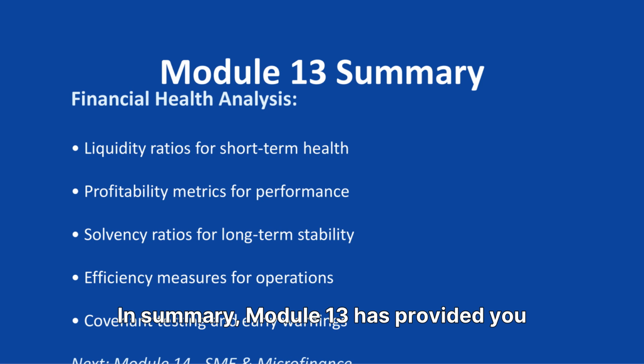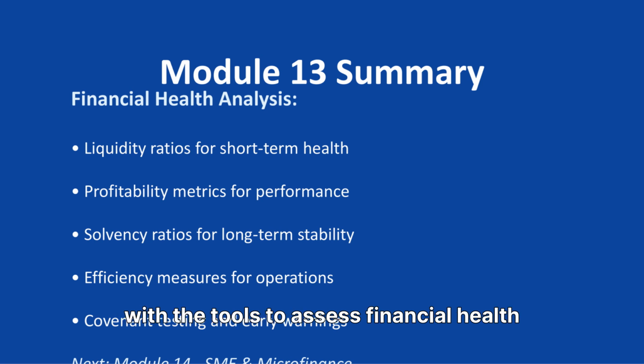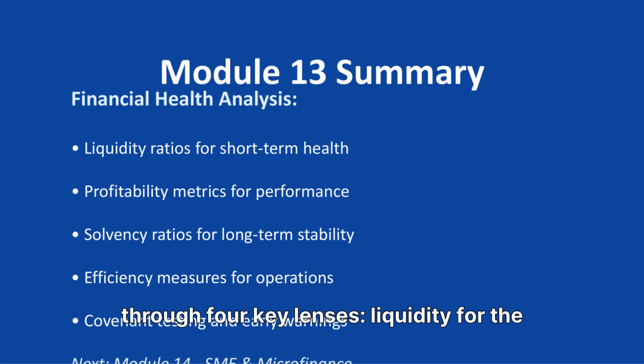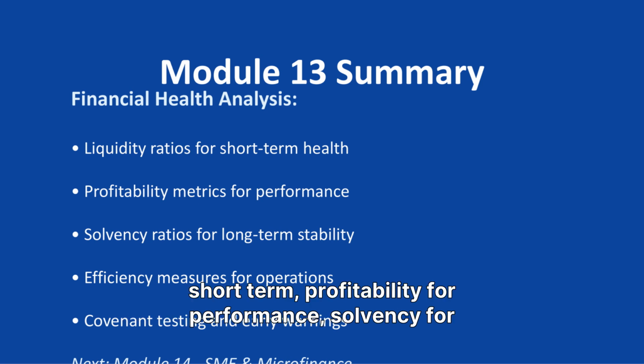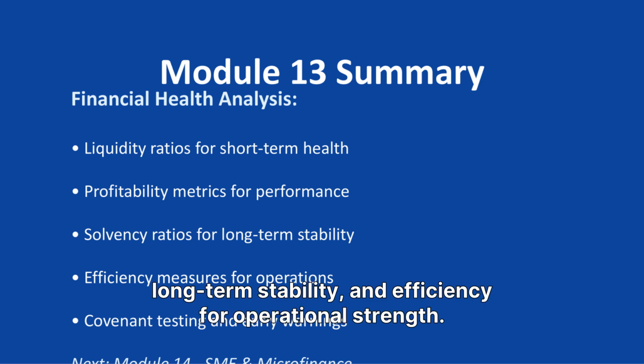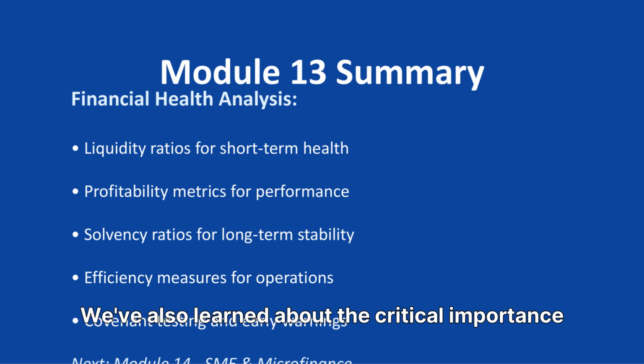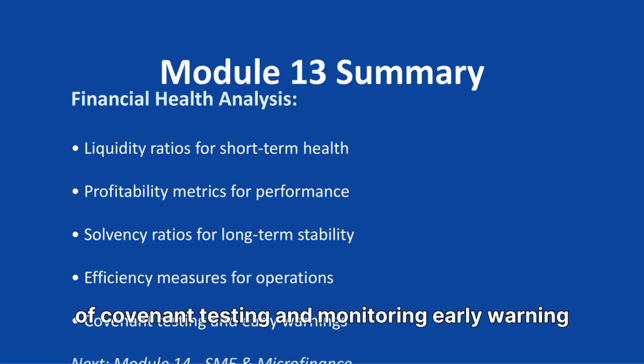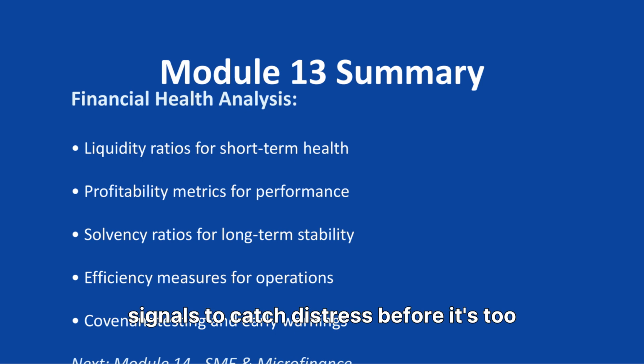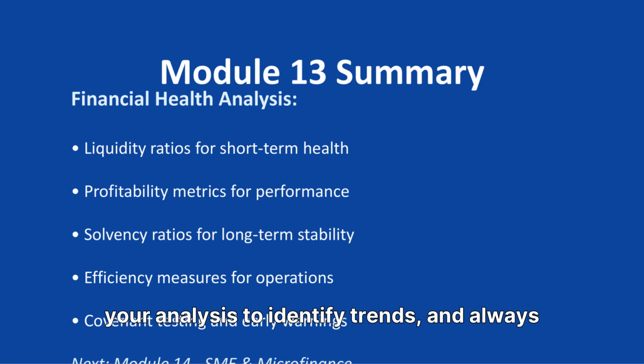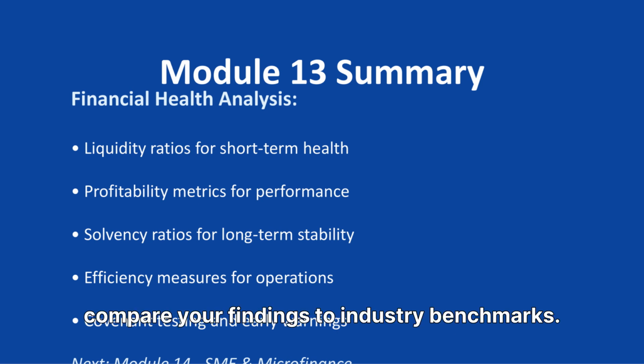In summary, Module 13 has provided you with the tools to assess financial health through 4 key lenses: liquidity for the short term, profitability for performance, solvency for long-term stability, and efficiency for operational strength. We've also learned about the critical importance of covenant testing and monitoring early warning signals to catch distress before it's too late.